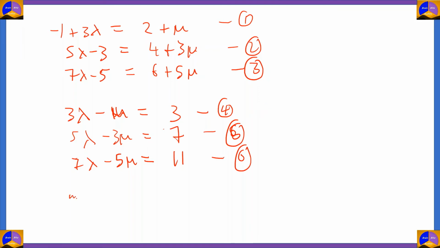So multiply equation 4 by 3. Then it will become 9 lambda minus 3 mu is equal to 9. The objective is to eliminate mu. Since the fifth equation, 5 lambda minus 3 mu is equal to 7, we made equation 4 multiplied by 3, so we'll get a 3 mu as well, so it will be cancelled.